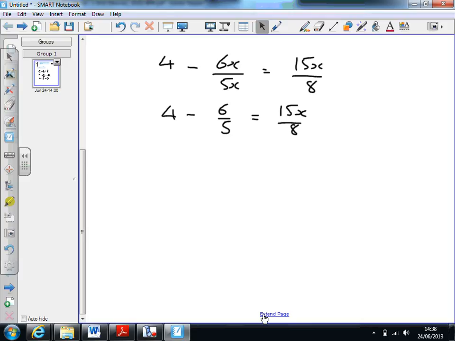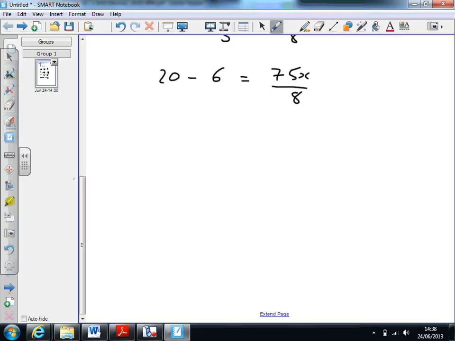We could try and do that, but I would probably carry on using the same sort of idea of multiplying through by 5 to get rid of that, multiplying through by 8 to get rid of that, and simplifying where possible as we go along. So multiplying both sides, every term in both sides by 5, I get 20 minus 6 equals 5 times 15 is 75x over 8. 20 minus 6, I can do that now, is 14 equals 75x over 8.